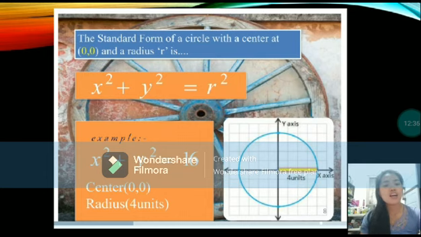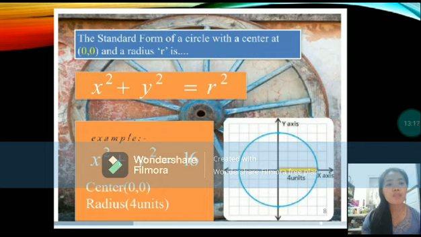Now let us proceed to the standard form of a circle. With a center at 0, 0 and a radius r, the equation is x squared plus y squared equals r squared. The example would be: if you have the center at 0, 0, or the origin, and the radius is 4 units, and you are asked to find the standard equation of that circle. You have that graph at the right, with the x and y axes, and the radius is 4 units, so that is the graph based on the given information.